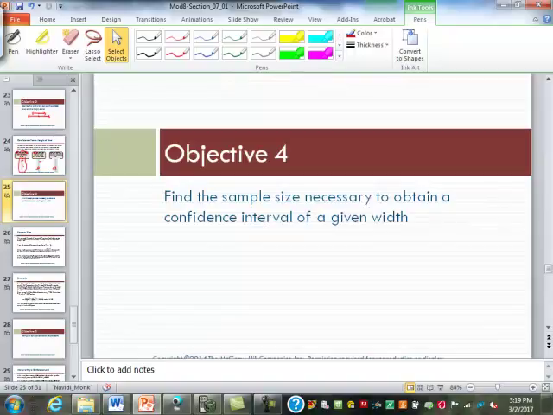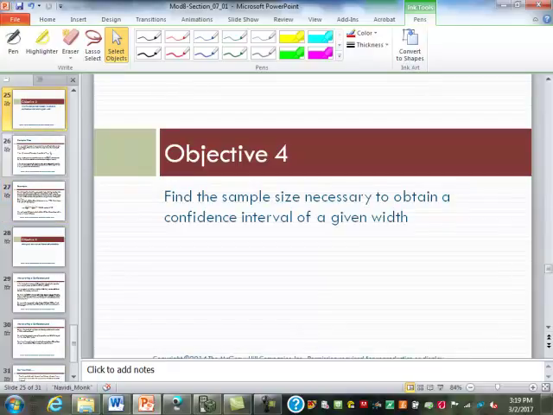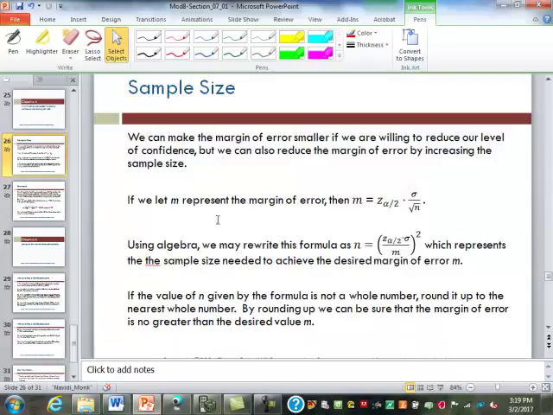Find the sample size. Here's the tough one. Want to make sure you've got this down so you can do this. You can use the calculator to help you, but the calculator does not have a built-in function for this. So what we're looking at here is we're limiting our margin of error. We want to be within a certain distance of the true population mean. And to do that, we limit our margin of error.